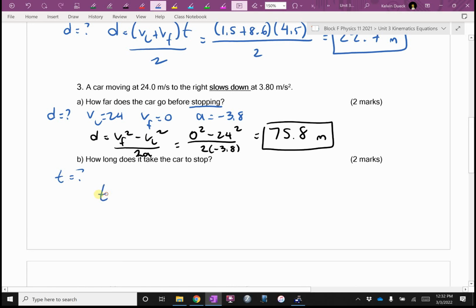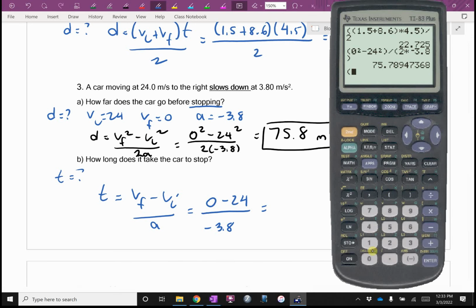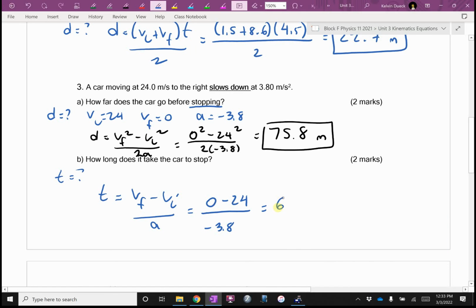I think it's going to be t equals v_f minus v_i over a. It's going to be 0 minus 24, all divided by negative 3.8. 6.32, yes, 2 seconds.